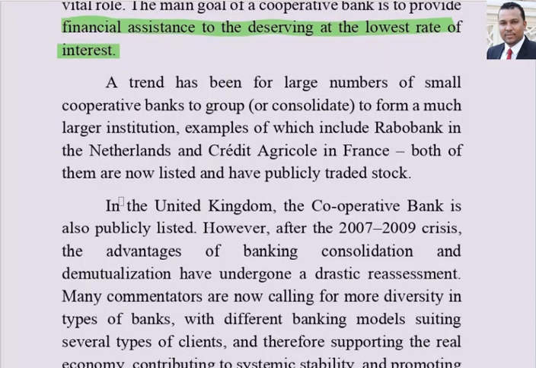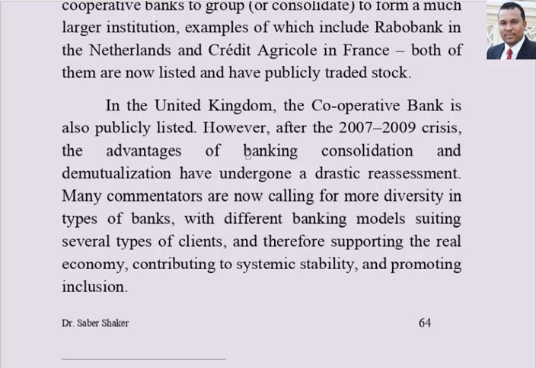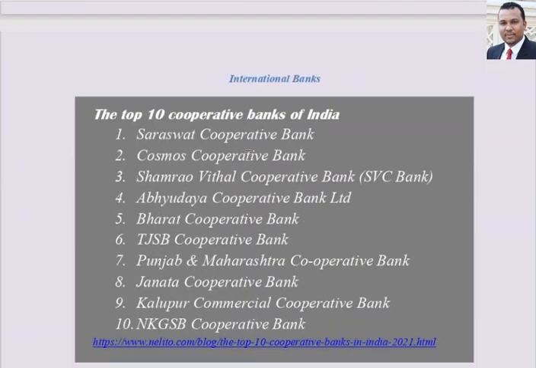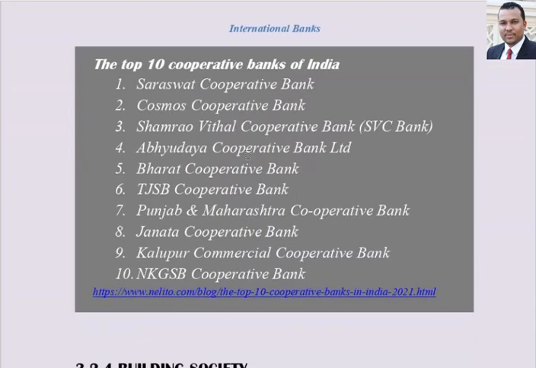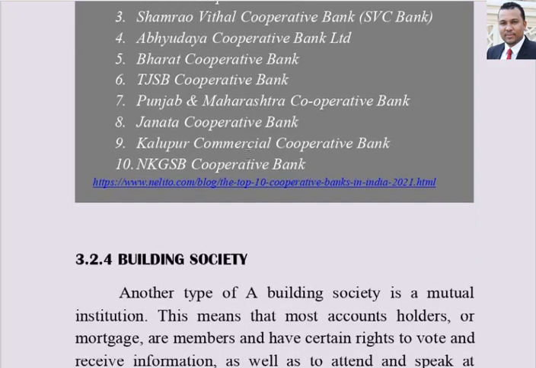But recently, large numbers of small cooperative banks consolidated together to create large institutions like Rabobank in the Netherlands and Crédit Agricole in France. The same in the UK, where cooperative banks consolidated since 2007 to 2009. In this case, we talk about the diversity of banks. Here are the top 10 cooperative banks of India, as examples of cooperative banks in India.